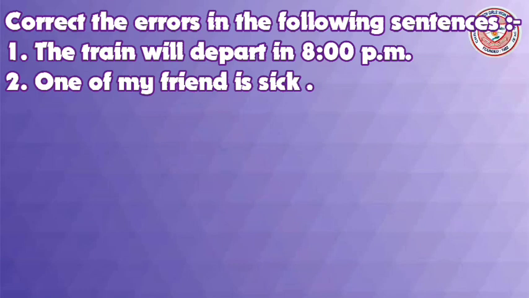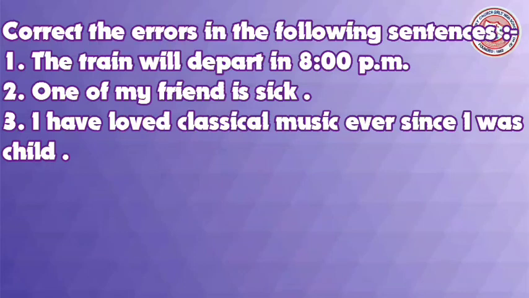Number 3. I've loved classical music ever since I was child. When using a noun, we need an article. So, the correct one is: I have loved classical music ever since I was a child. But while using an adjective, we don't need an article. Like, I have loved classical music ever since I was young. Young is an adjective, so no need to use an article before young.